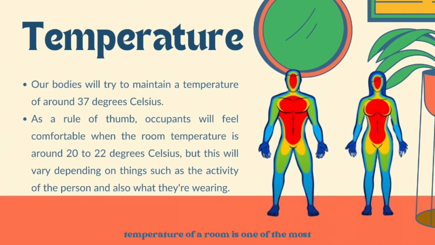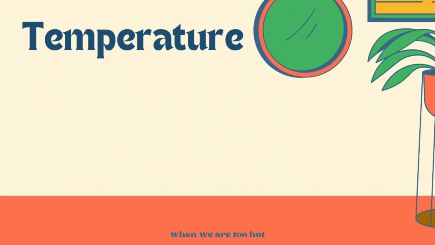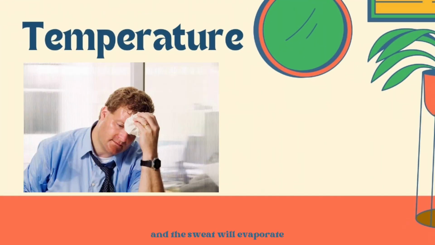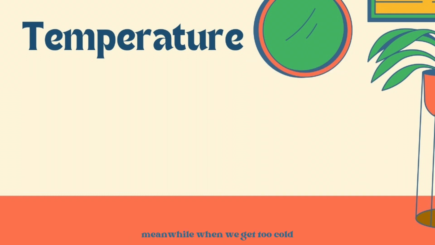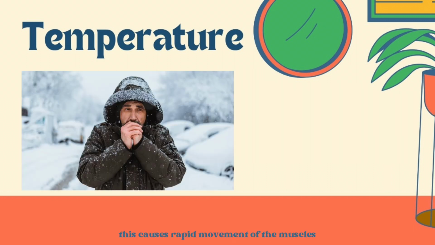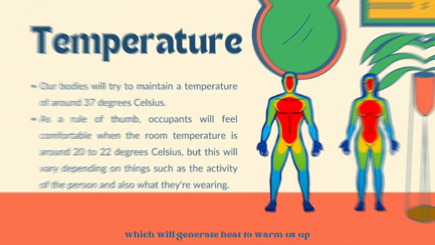The temperature of a room is one of the most noticeable factors in comfort. Our bodies will try to maintain a temperature of around 37 degrees Celsius. When we are too hot, our bodies will sweat and the sweat will evaporate. As it evaporates, it will carry the heat away and cool us down. Meanwhile, when we get too cold, our bodies will shiver. This causes rapid movement of the muscles, which will generate heat to warm us up.